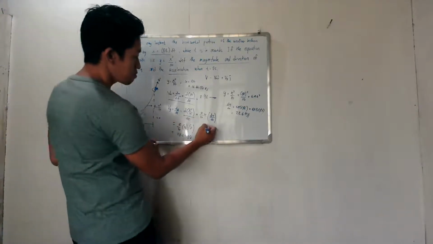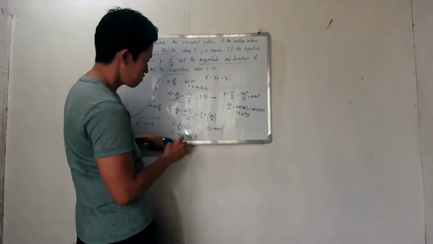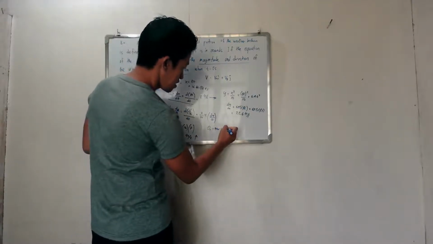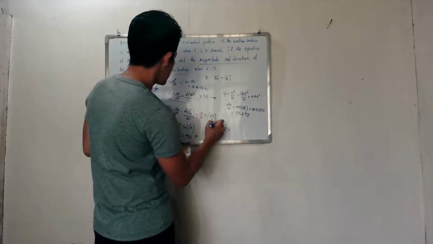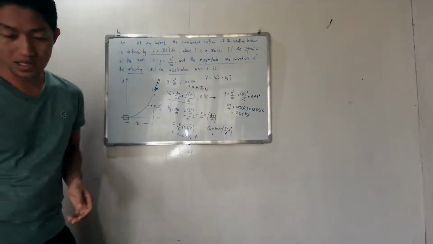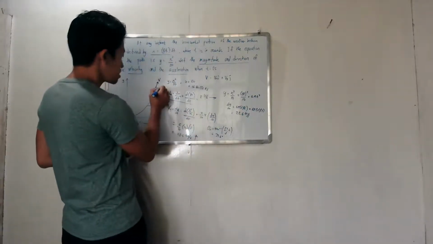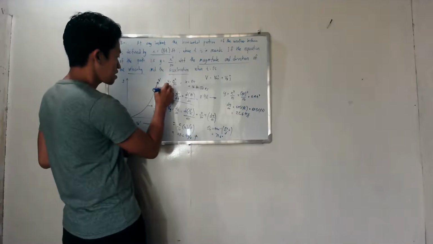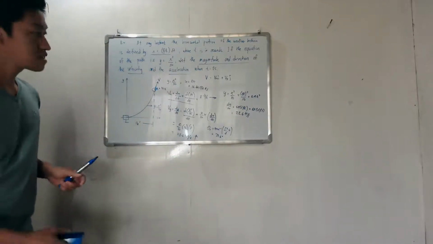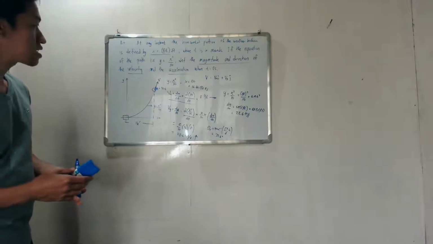Theta sub V is just the tangent inverse of Vy over Vx, 25.6 over 8. The answer is 72.6 degrees. Okay? 72.6. Let's get the acceleration.